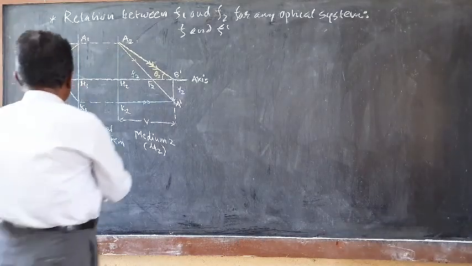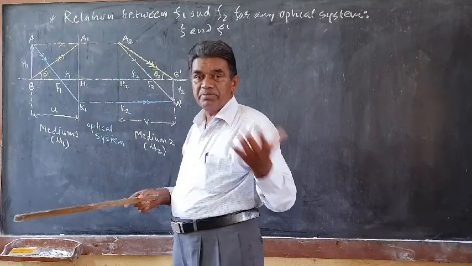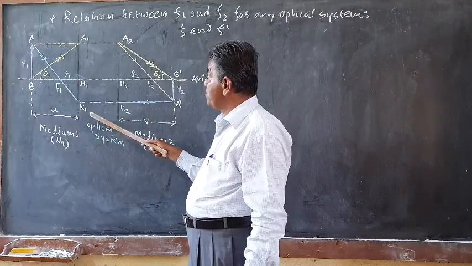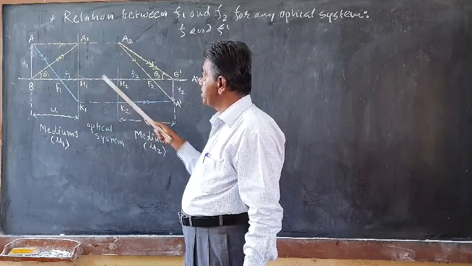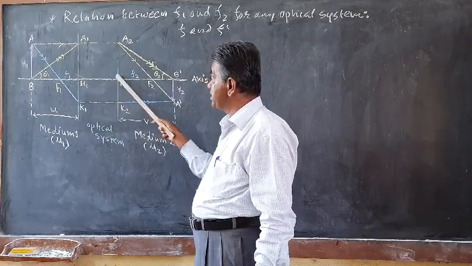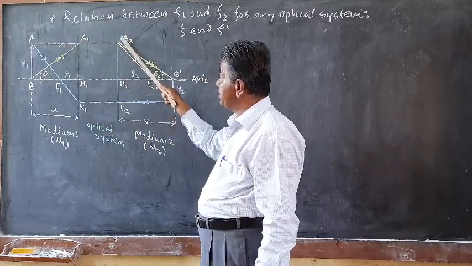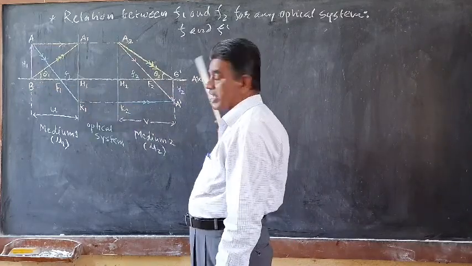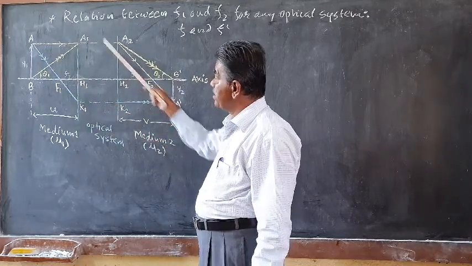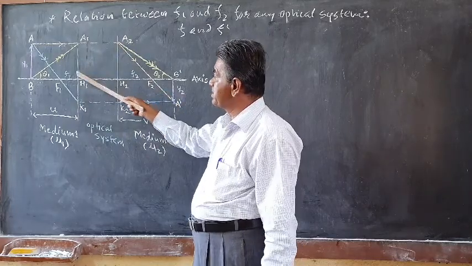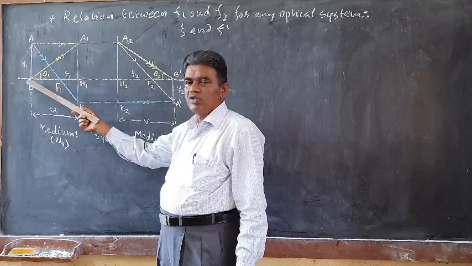In this figure, the optical system is represented by the planes, from the concept of the cardinal points. A1, H1, K1 is the first principal plane. H1 and H2 are the first principal point and second principal point. E2, S2, K2 is the second principal plane, and this is the principal axis. So the optical system is represented by the two principal planes, the first and the second. Now consider the object AB placed on the axis.